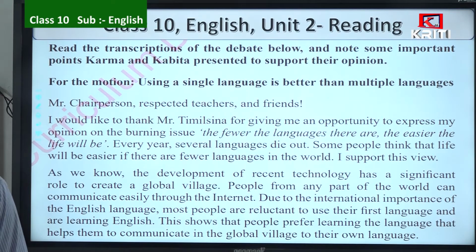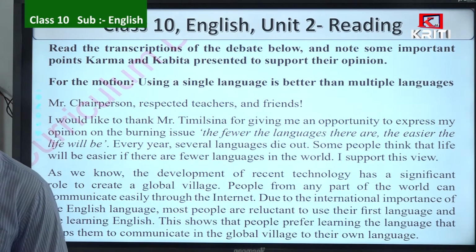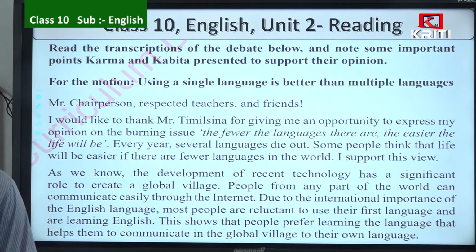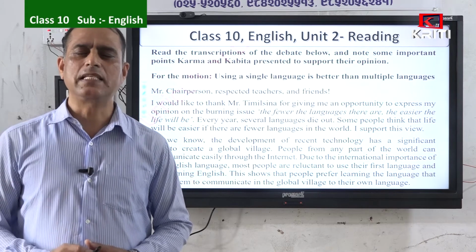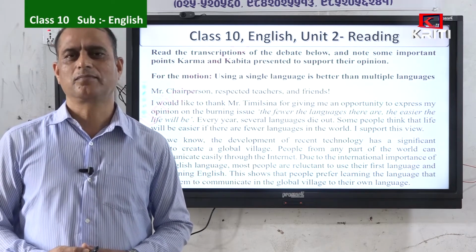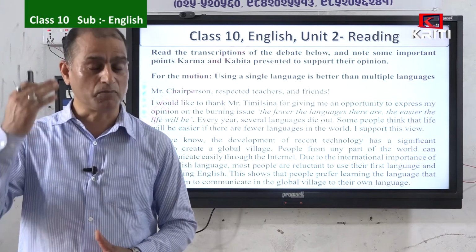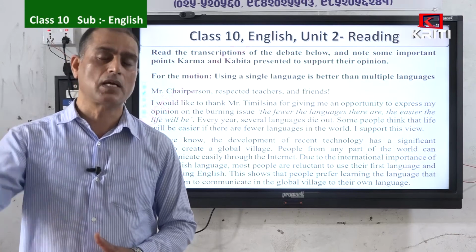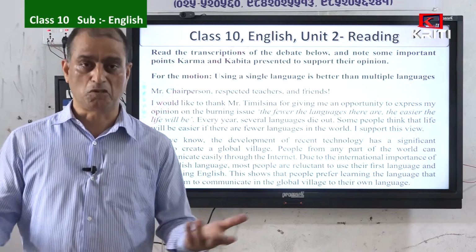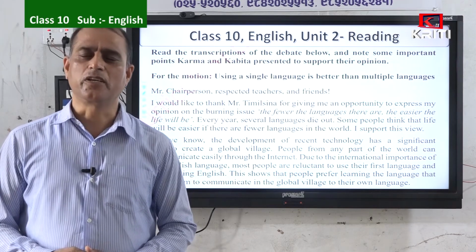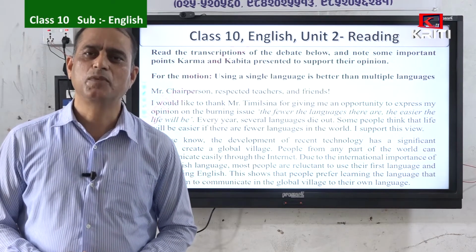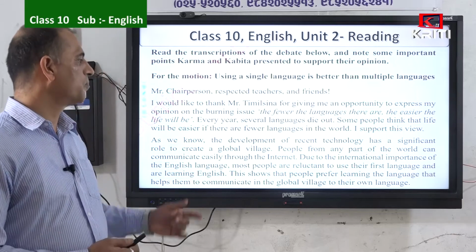Karma loves to use a single language because it has so many advantages. Using a single language has many advantages. What he says, it is very easy to communicate with people. This is the benefit. No need to worry about what people think, whether people understand you, or how you understand the people. No problem. Everywhere you go, you can communicate easily with people. This is the one point.